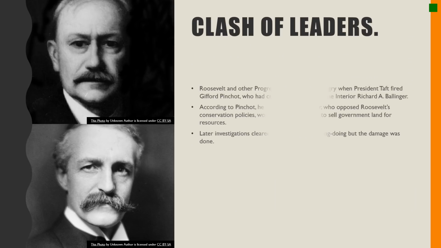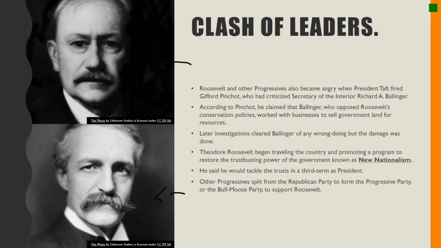So, a clash of leaders. Roosevelt and other progressives became angry when President Taft fired Gifford Pinchot, right down here at the bottom, who had criticized the top man here, Secretary of the Interior Richard A. Ballinger. Now, Pinchot had been the chief of the United States Forestry Service. According to Pinchot, he claimed that Ballinger, who had opposed Roosevelt's conservation policies, worked with businesses to sell government land for resources. Later investigations did clear Ballinger of any wrongdoing, but the damage was done.